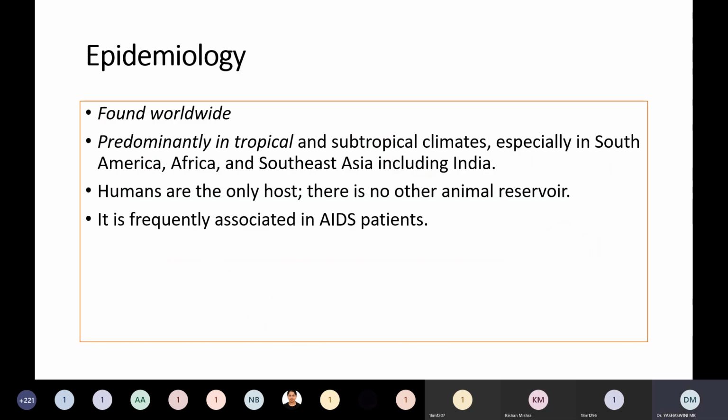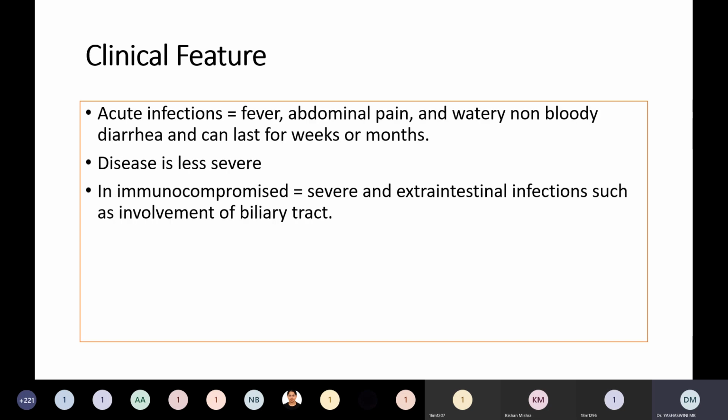So again, epidemiologically, they are present worldwide, most commonly seen in tropical and subtropical regions like South America, Africa, Southeast Asia, even including India. There are a lot of cases that are seen. Humans are the only host which can get infected. There are as such no animal reservoirs, and it is mostly seen in AIDS patients.